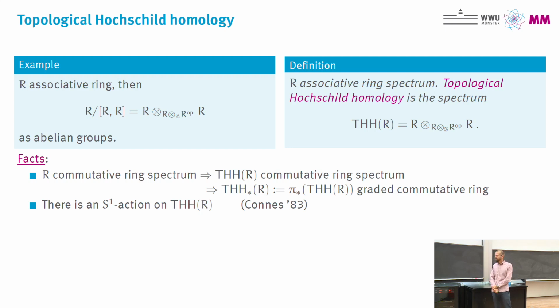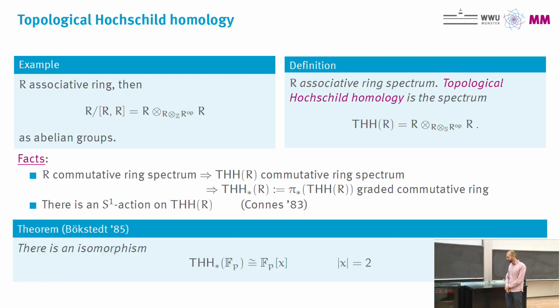Second fact is there's an S1 action on THH. This is less trivial. This relies on an insight of Connes, who in the analogous setting for Hochschild homology constructed something which we call the Connes operator. And if you transfer this correctly to the world of spectra, you see that this gives you an S1 action on the spectrum THH of R. That's what Bökstedt had done.